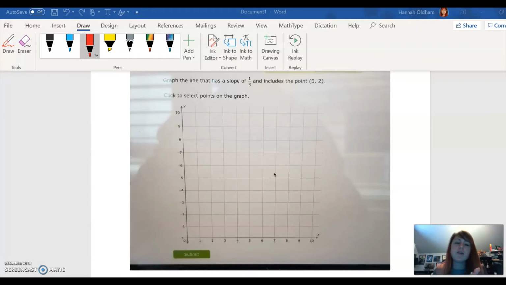So this video is going to show you how to graph a line when you're given the slope and a point. Every line that you're trying to graph has a slope. Slope is how steep it is. If you've got a line like this, your slope is going up and over, so rise over run. The steeper it is, the bigger the slope would be.